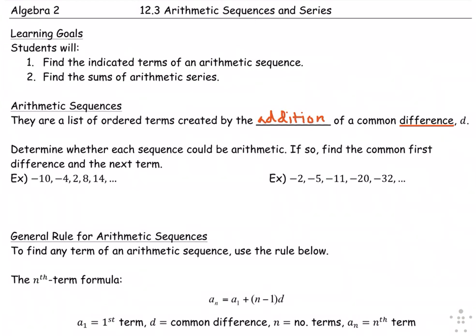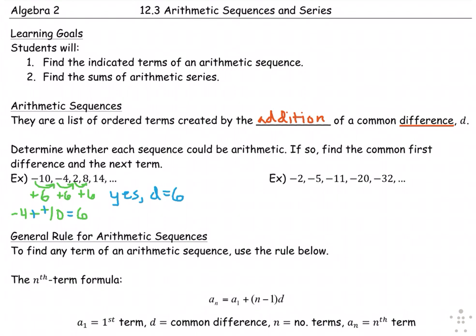Sequences are an ordered list of terms; a series is a sum of terms. When they are arithmetic, they have a common difference d that separates them. So to determine whether each sequence could be arithmetic, you have to look to see that they have a common difference d. So yes, d is 6.